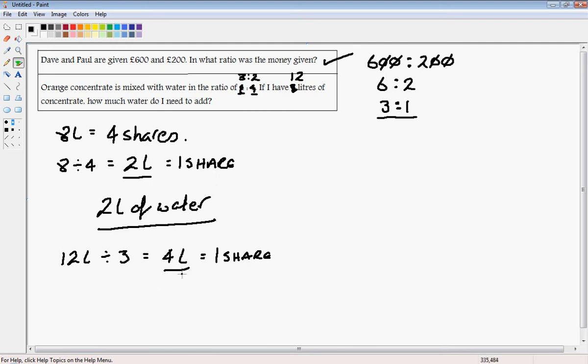Okay, so 4 litres, remember, is just an amount. So if we need 4 litres for 1 share, for water we need 2 shares. So this will be 2 lots of this. So we will want 8 litres of water.